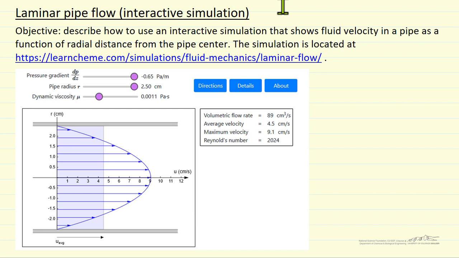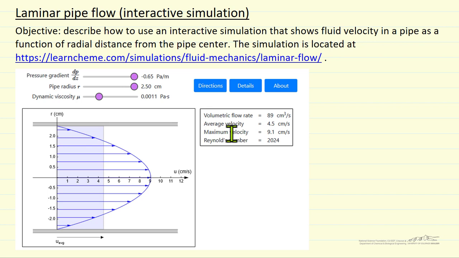I'm going to describe how to use an interactive simulation that shows the fluid velocity in a pipe as a function of the radial distance from the center. So the arrow length in the simulation is proportional to the velocity. The purple boundary here corresponds to the average velocity, and so the average velocity is half of the maximum velocity.